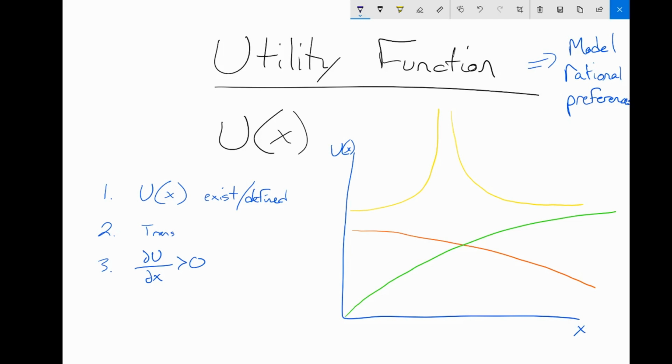This next one is going to be like this. It's going to start off here. All right, so here's a bunch of functions. I've got 4 functions here. And now let's go through our axioms and see what axioms satisfy these.